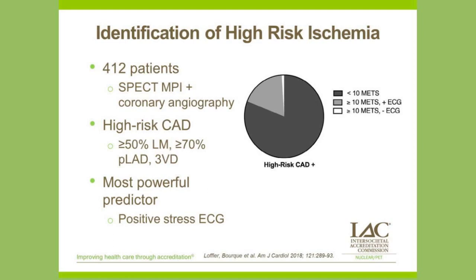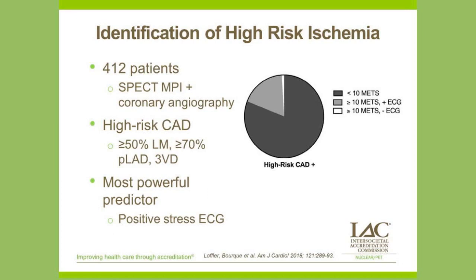What you can see in this figure on the right is that we wanted to see how many patients would have high-risk ischemia who had less than 10 METs, versus greater than 10 METs, and whether the ECG identified the ones that were at risk. And sure enough, you can see in this pie chart that the white little sliver represents the group of patients who had a high exercise workload and a negative stress ECG. It turned out it was 1 out of 36 patients.